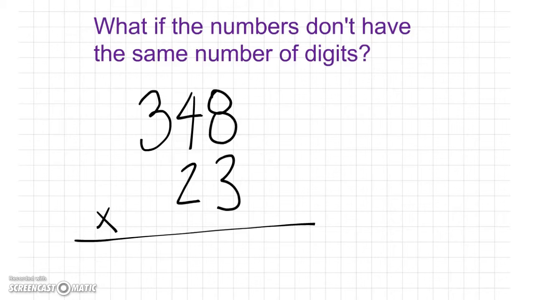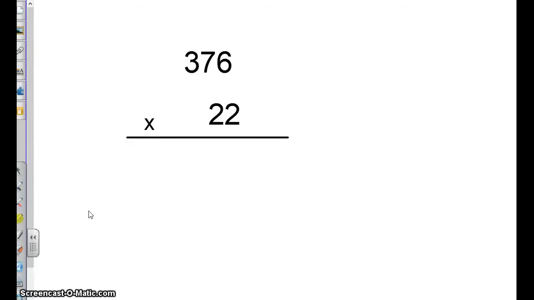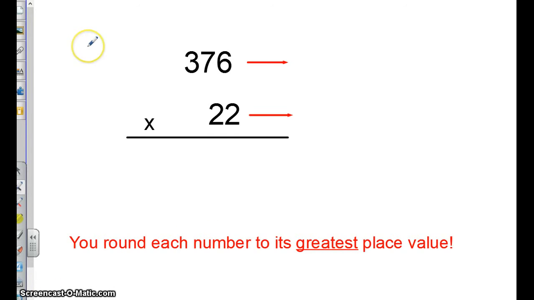Well, sometimes you're going to have problems that look different. So for example, you might ask yourself, what if the numbers that I'm multiplying don't have the same number of digits? Okay, and that's pretty common. So what if you get a problem where your two numbers that you're multiplying have a different number of digits, right? They go to a different place value. So for example, 376 times 22. You're asking yourself, where are we going to round both of these numbers? Okay, well the answer is you round each number to its greatest place value.